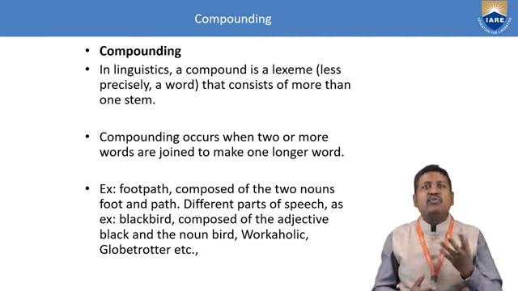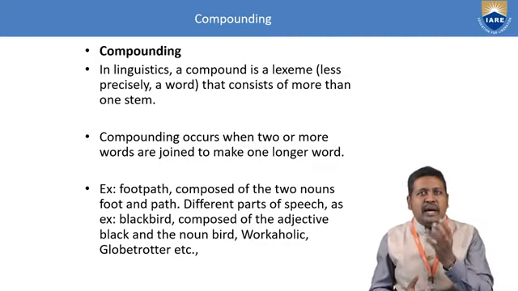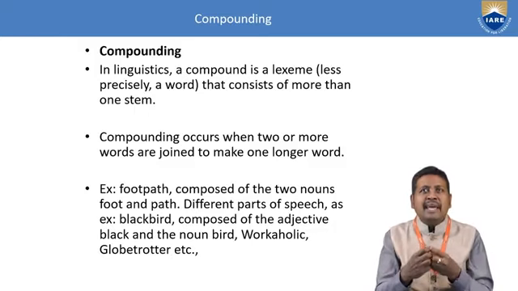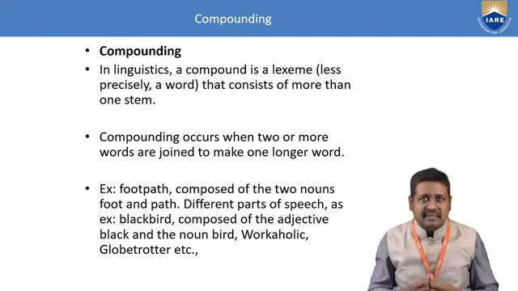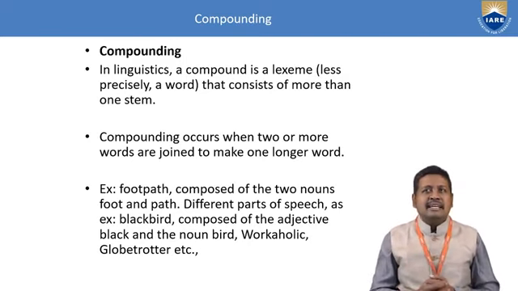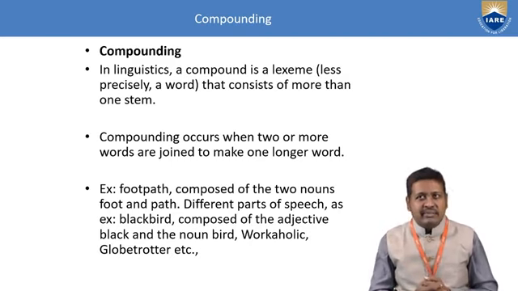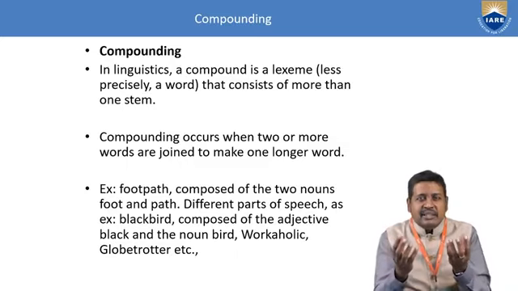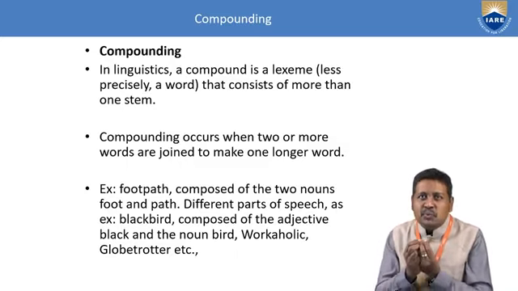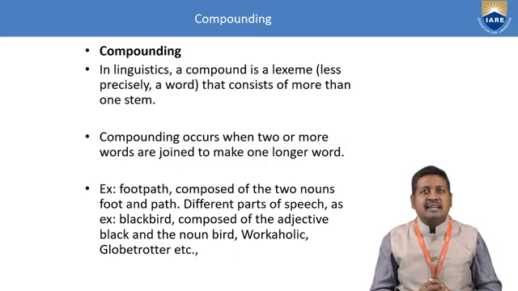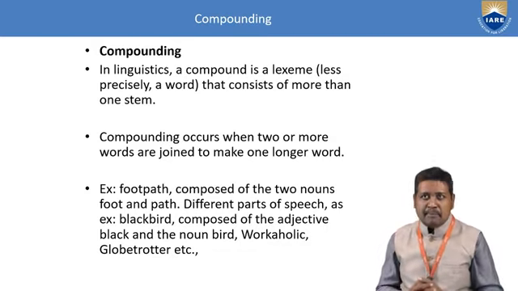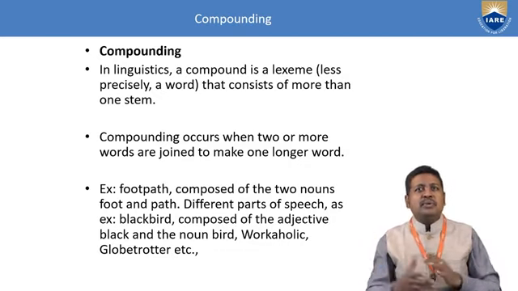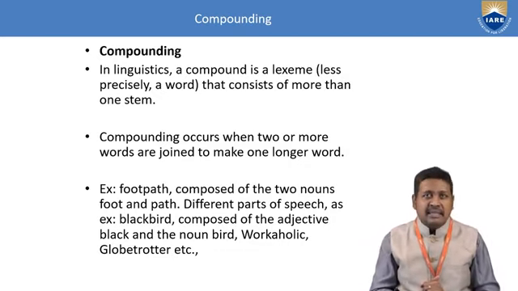Right? For example, footpath. It is composed of 2 nouns, foot and path. Both are nouns. You combine them to make the word footpath. Right? Similarly, blackbird, for example, it is composed of adjective black, bird, noun. When you combine these 2 words, it becomes a word called blackbird or blackberry, which is a very famous phone.